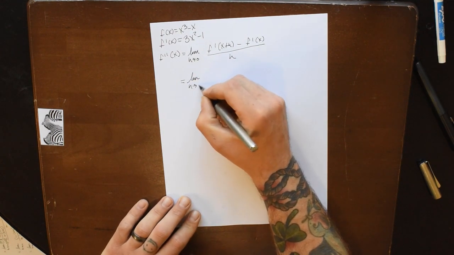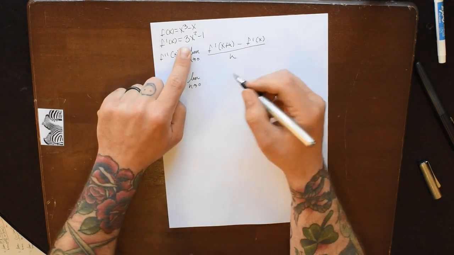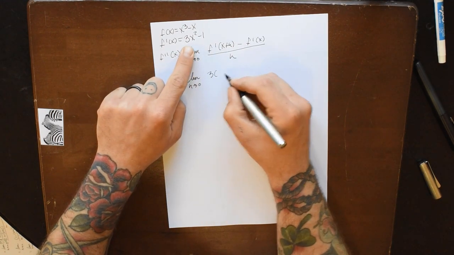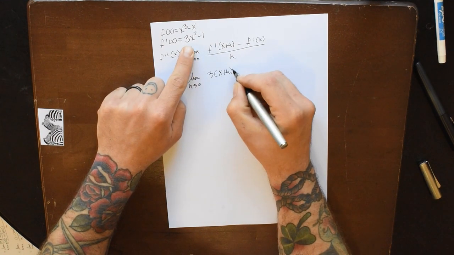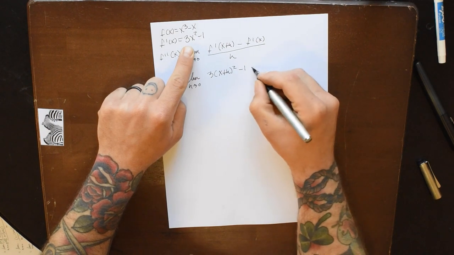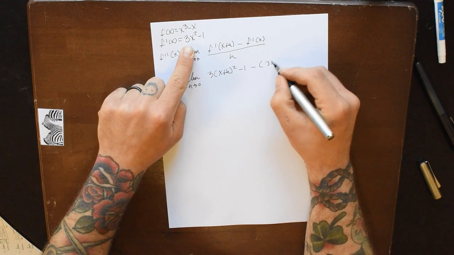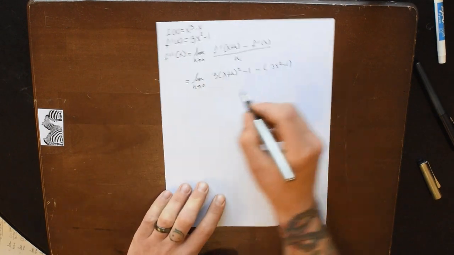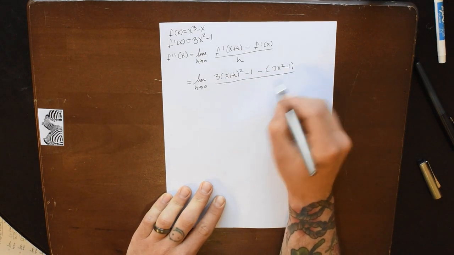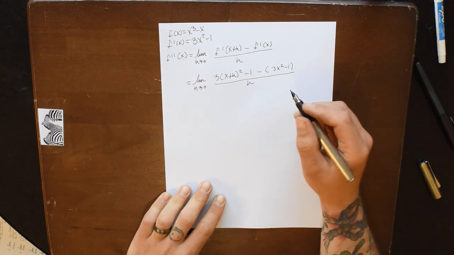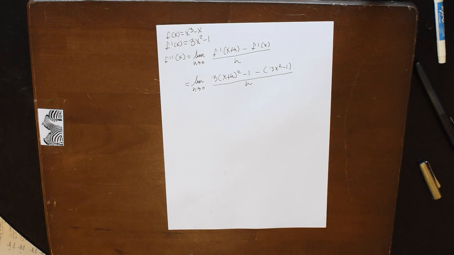Limit, h goes off to 0. Well, f prime, we'd get 3 times x plus h squared minus 1 minus 3x squared minus 1, all over h.